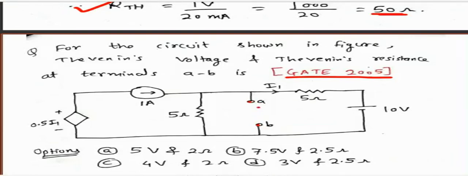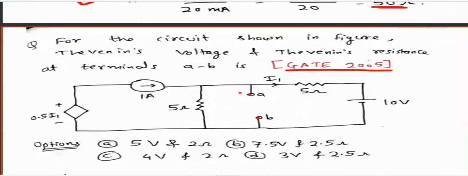Okay. So for finding the Thevenin voltage, I will open circuit this, as it is already open circuited. So here is my VTH. Here the current will be 0 ampere.